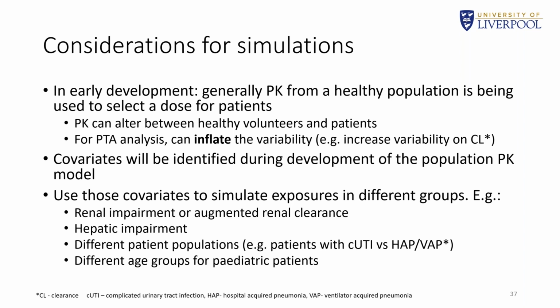We can do different simulations for different patient populations if that has come out as a significant covariate. So you could do a simulation that you believe will be more representative of your cUTI population versus your HAP population, for example. When we're doing drug development for pediatrics, we can simulate different age groups when we're choosing a dose.